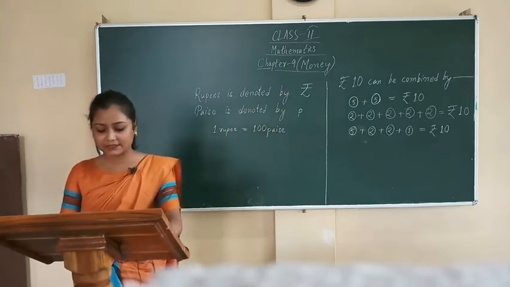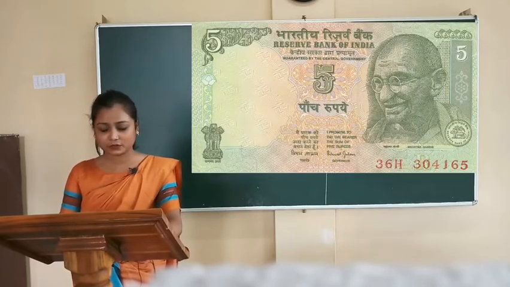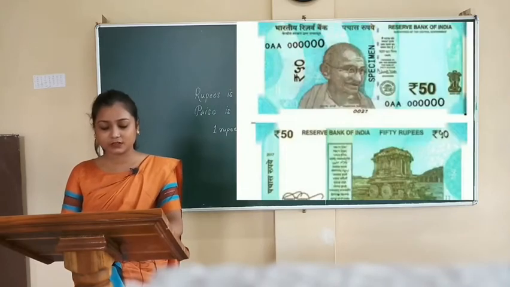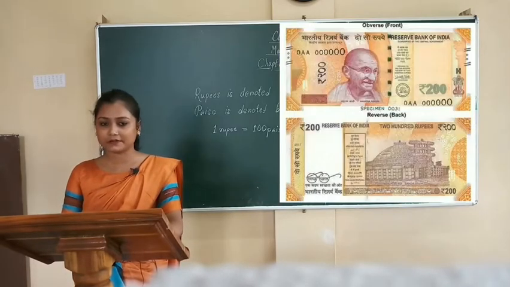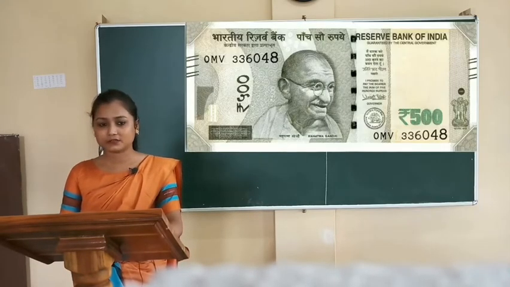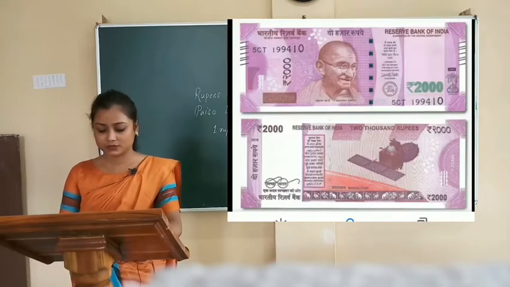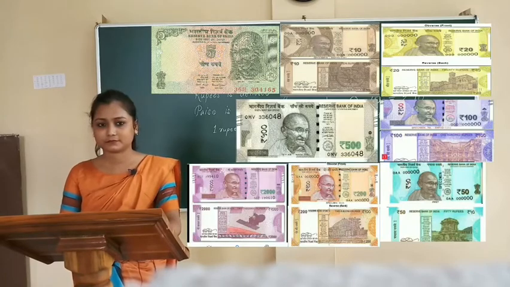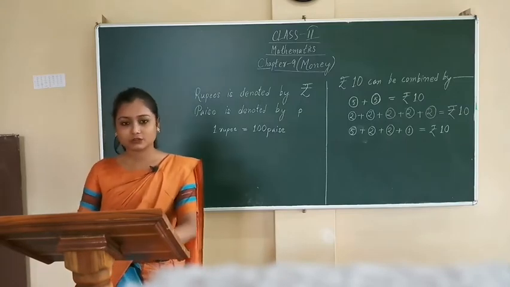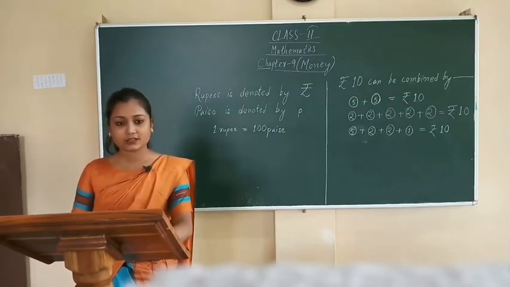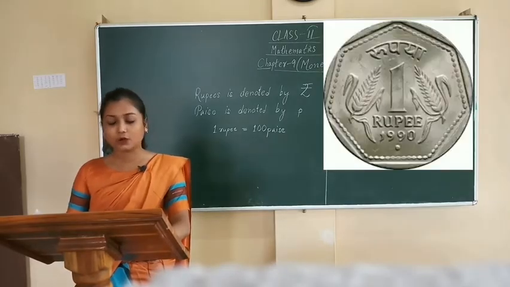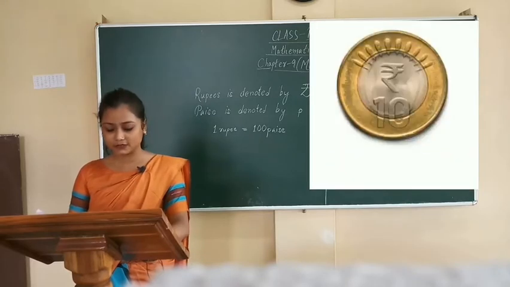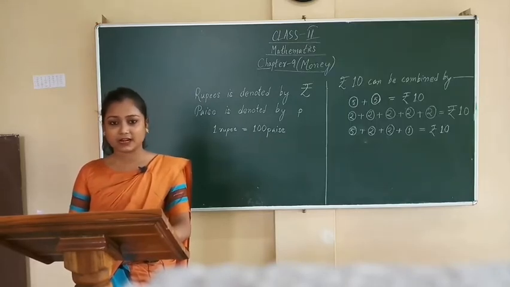Notes that we have in India are 5 rupees note, 10 rupees note, 20 rupees note, 50 rupees note, 100 rupees note, 200 rupees note, 500 rupees note and 2000 rupees note. The pictures of the notes are as follows. We also have coins. The coins that we have in India are 1 rupee coin, 2 rupee coin, 5 rupee coin and 10 rupee coin, and the pictures are as follows.